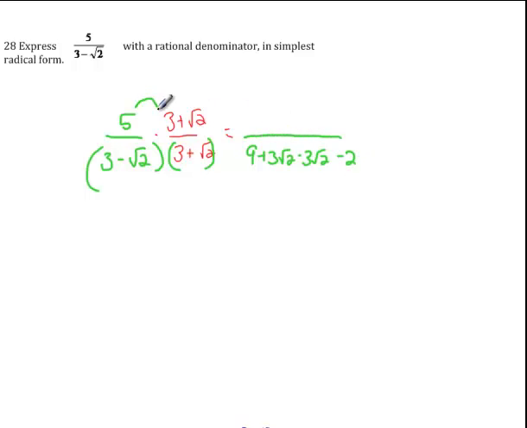Up top, we have a single distribution. We have 15 plus 5 radical 2. We know the whole reason we multiply by a conjugate is to get the middle radicals to cancel out. So we have 15 plus 5 radical 2 over 9 minus 2, which is 7.